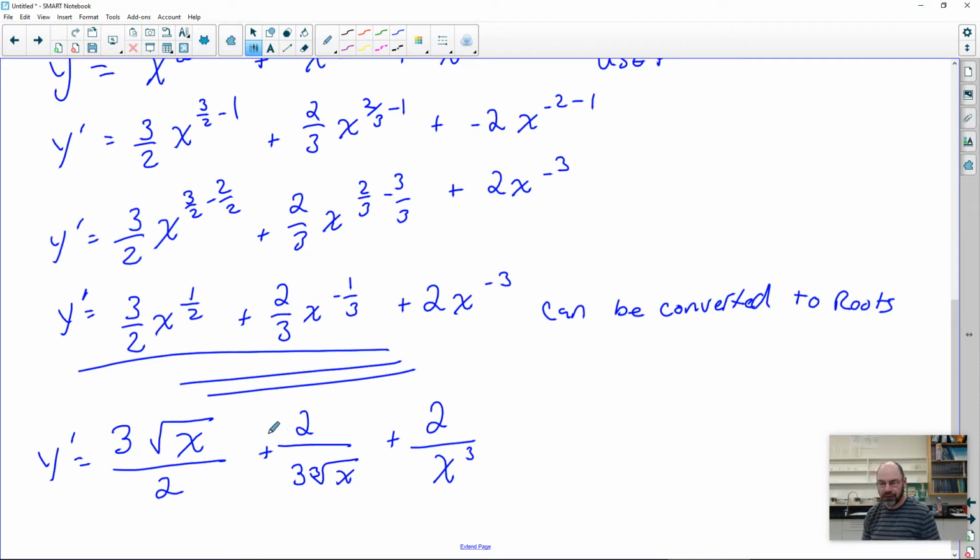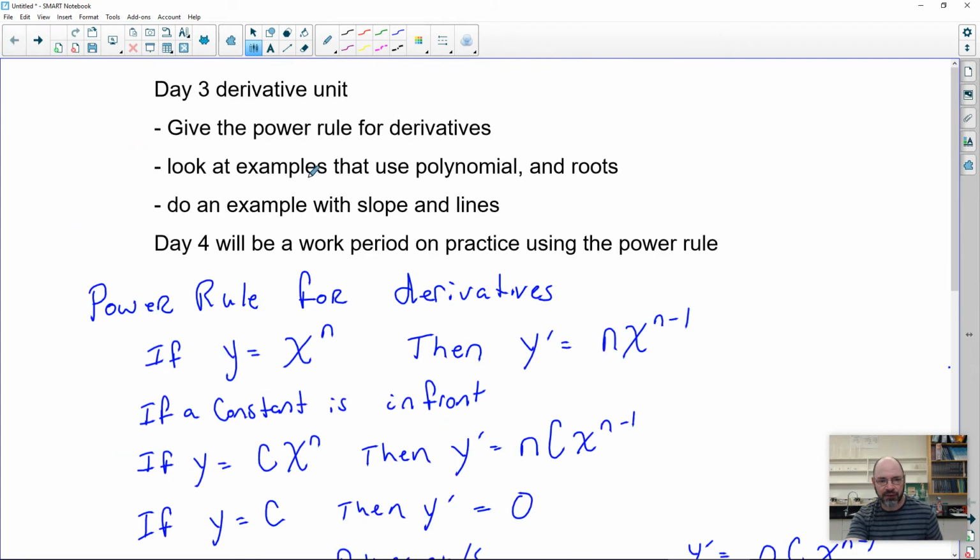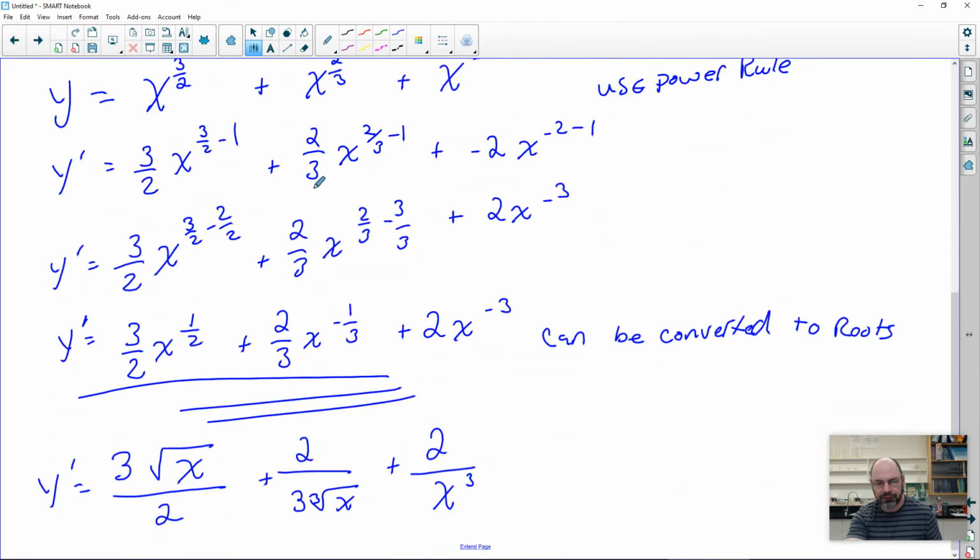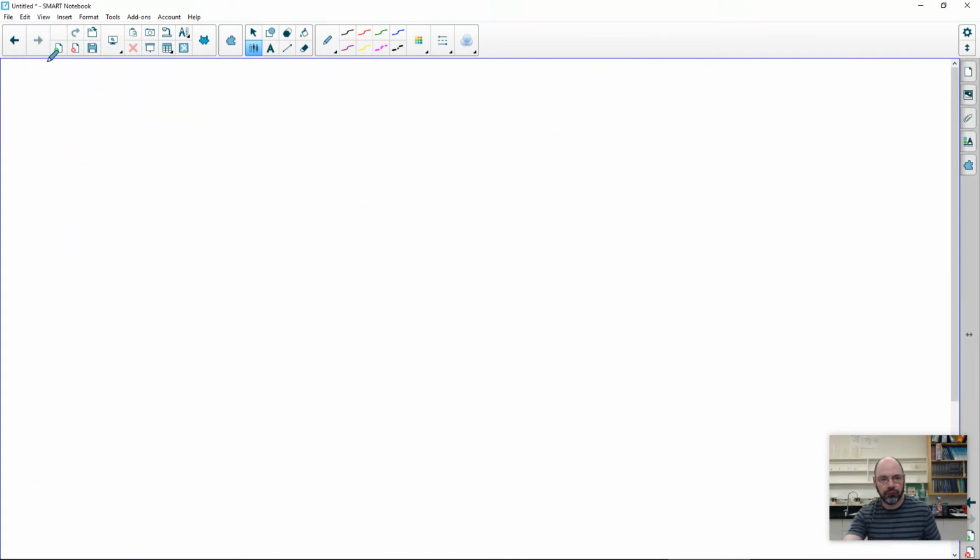Okay, that's looking at what we had on tap here for today. That's looking at polynomials and roots. Okay, we'll do one more root example, and then we'll get into our final thing for today. Let's do one more root example on the next page here. Find the derivative. Okay, so there is that. I think I've got one here that will work.